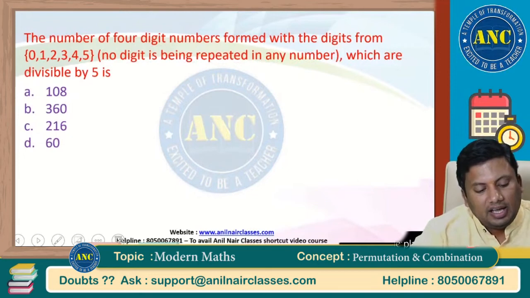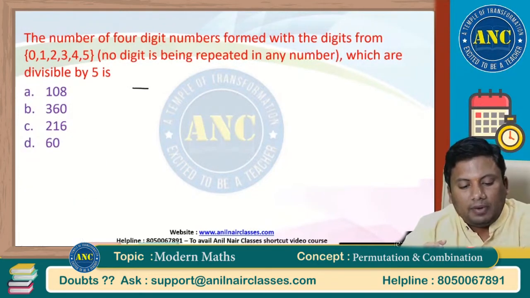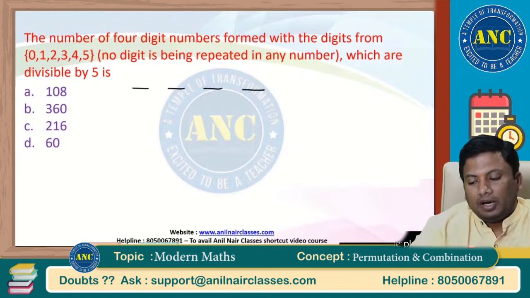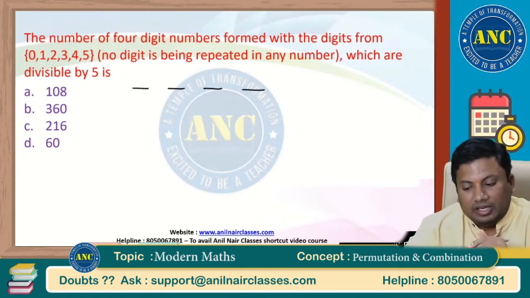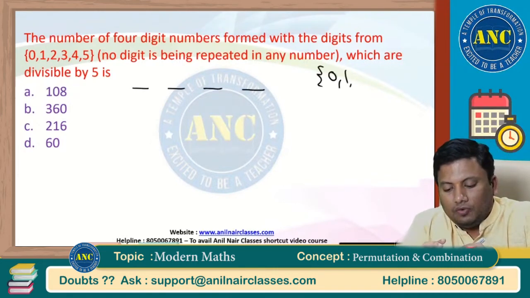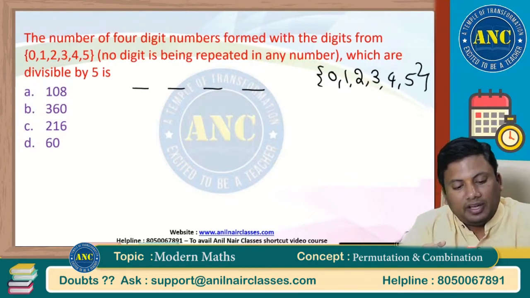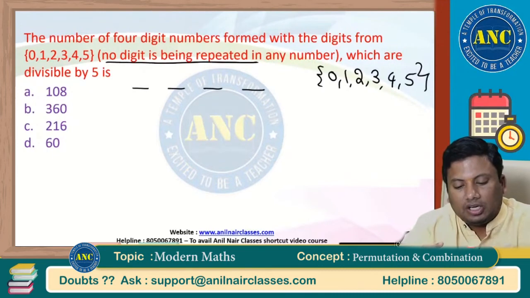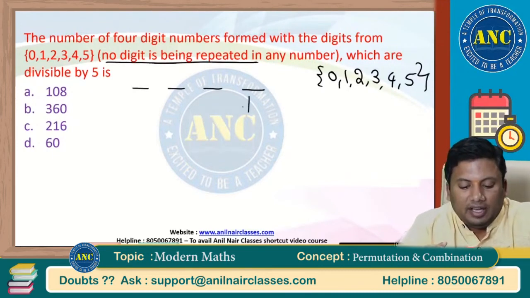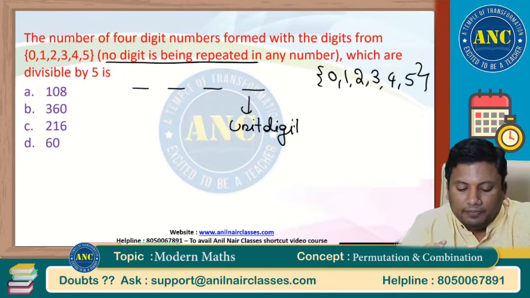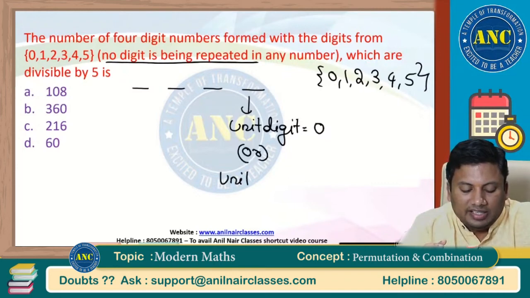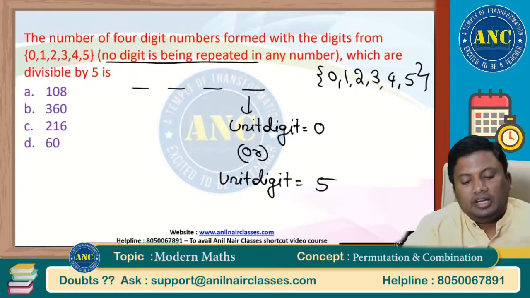The idea is clear. Now I will include 0. Number of 4-digit numbers formed with the digits 0, 1, 2, 3, 4, 5. Repetition of the digits is not allowed, which are divisible by 5. If it is divisible by 5, either the unit digit is 0 or the unit digit is 5.